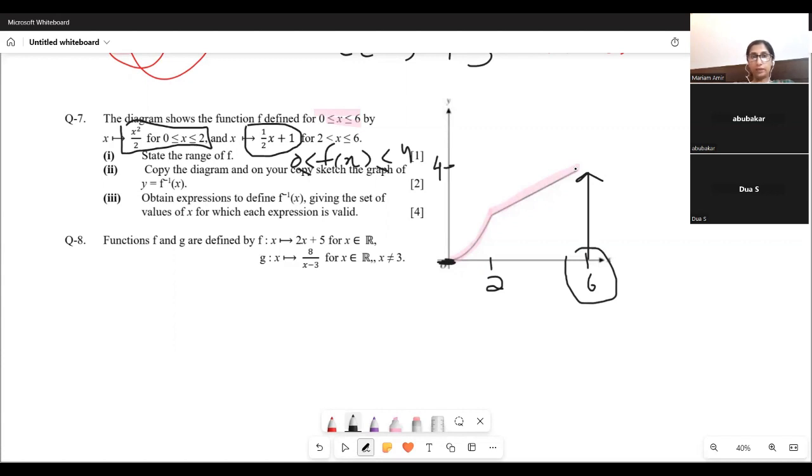Okay, copy the diagram and on your copy, sketch the graph of f inverse of x. This is the graph for f(x). You should sketch it in your registers, and then you have to sketch the graph for the inverse of the function.